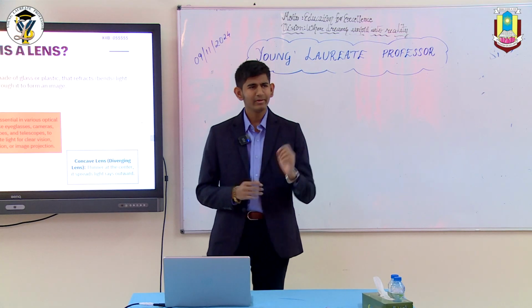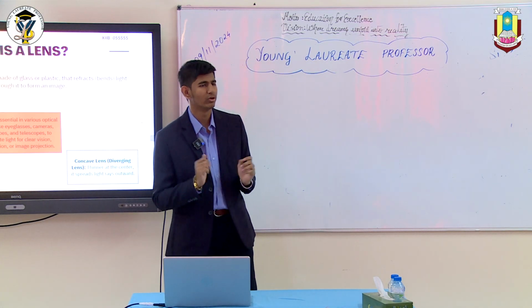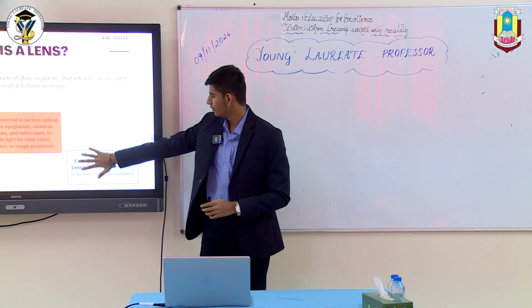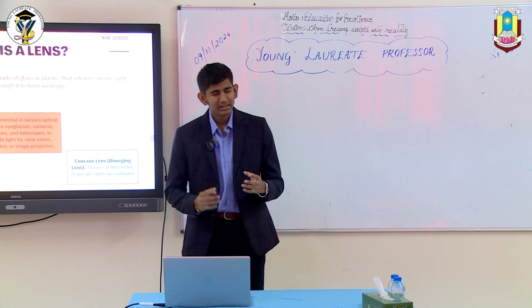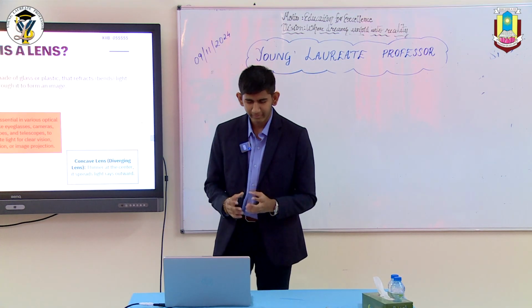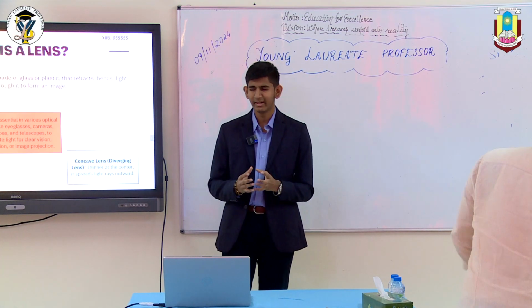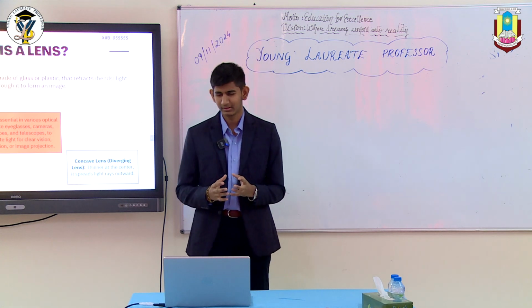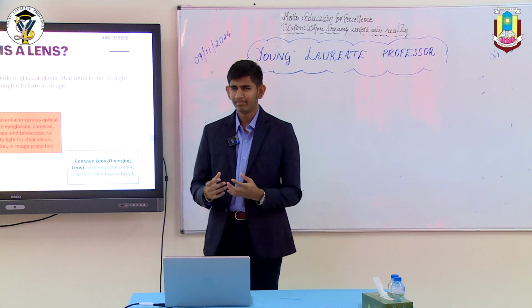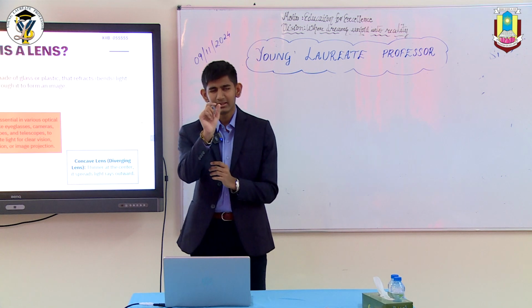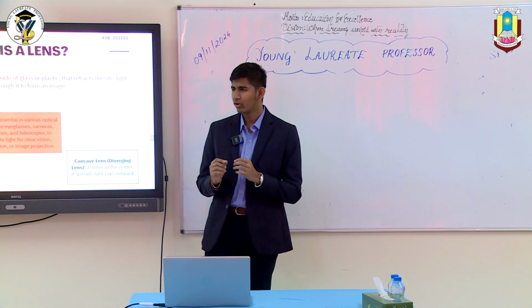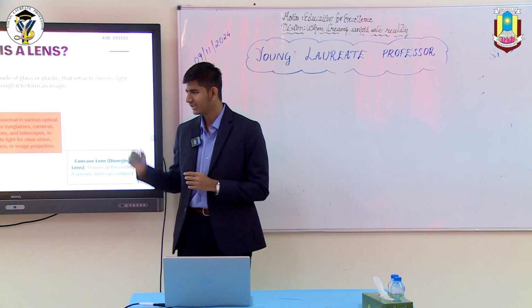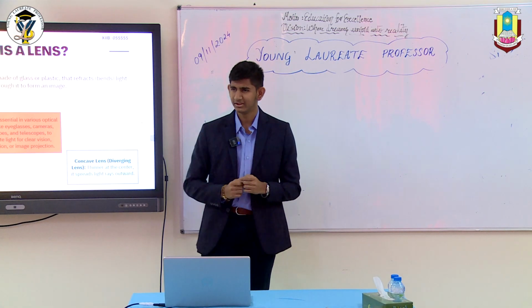So how do we differentiate between a convex lens and a concave lens? Let's say I don't give you this description and I ask you which is concave and which is convex. Some people might struggle and be confused. To simplify it, a convex lens is thicker at the center and thinner at the edges, while a concave lens is thinner at the center and thicker at the edges.